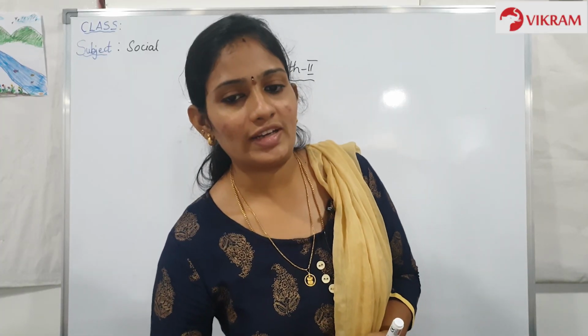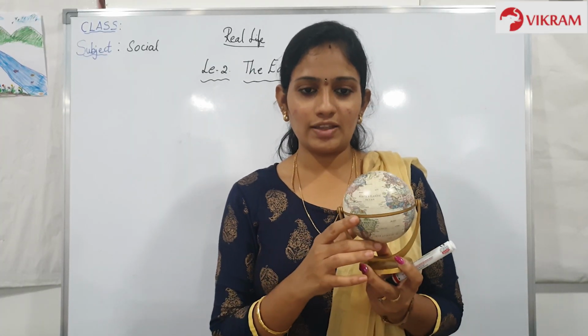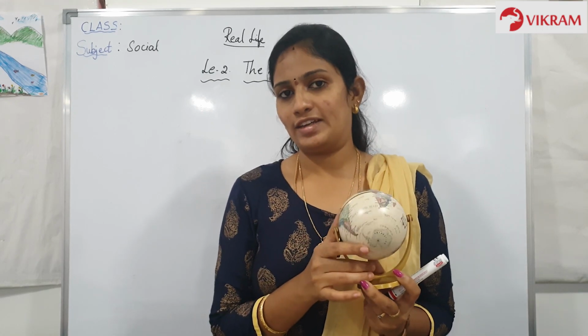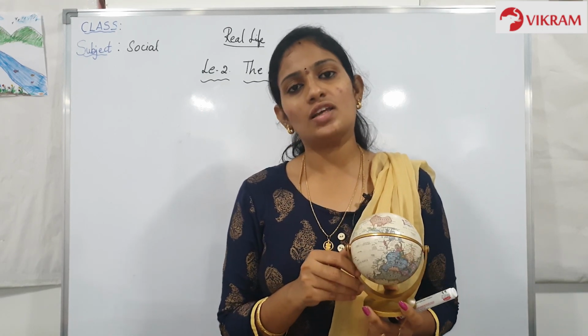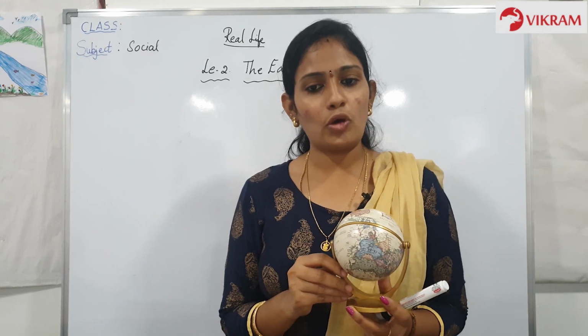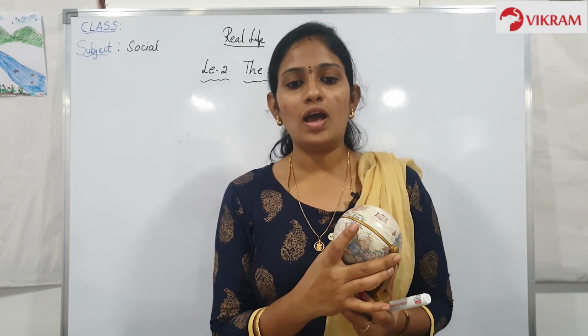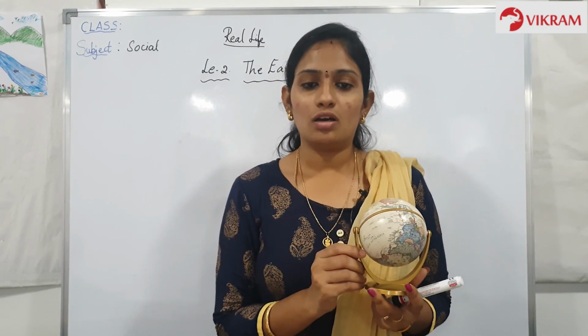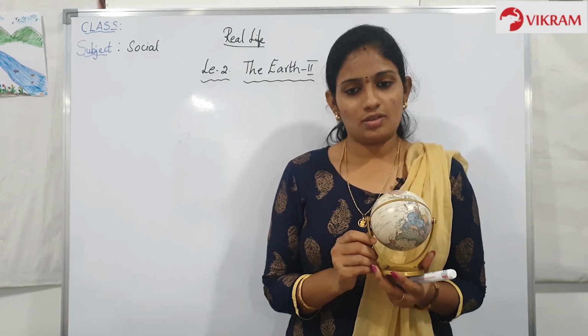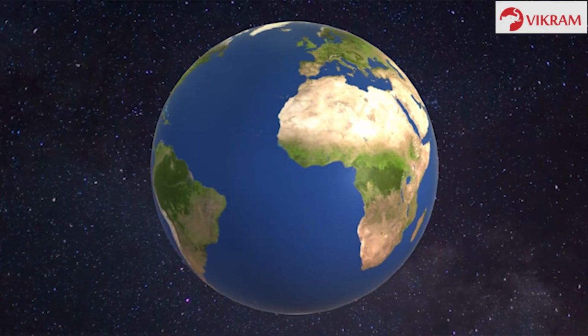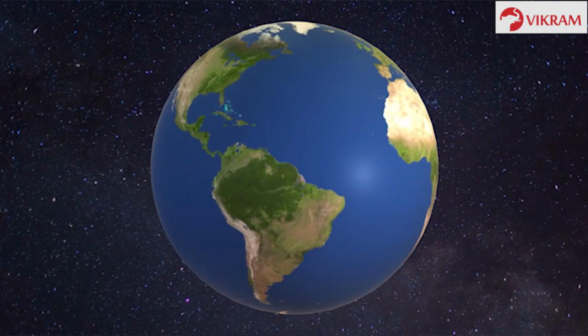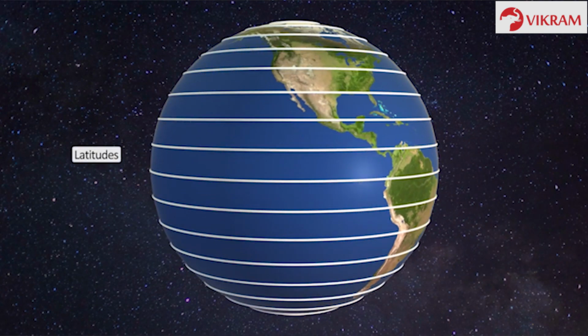So, we have to rotate the globe to see the other side. We can see only one side at a time. So, by rotating we can see the other side also. The 2 points which hold the globe and allow it to rotate are the 2 poles. Yes, the upper pole is called North Pole and the lower pole is called South Pole.